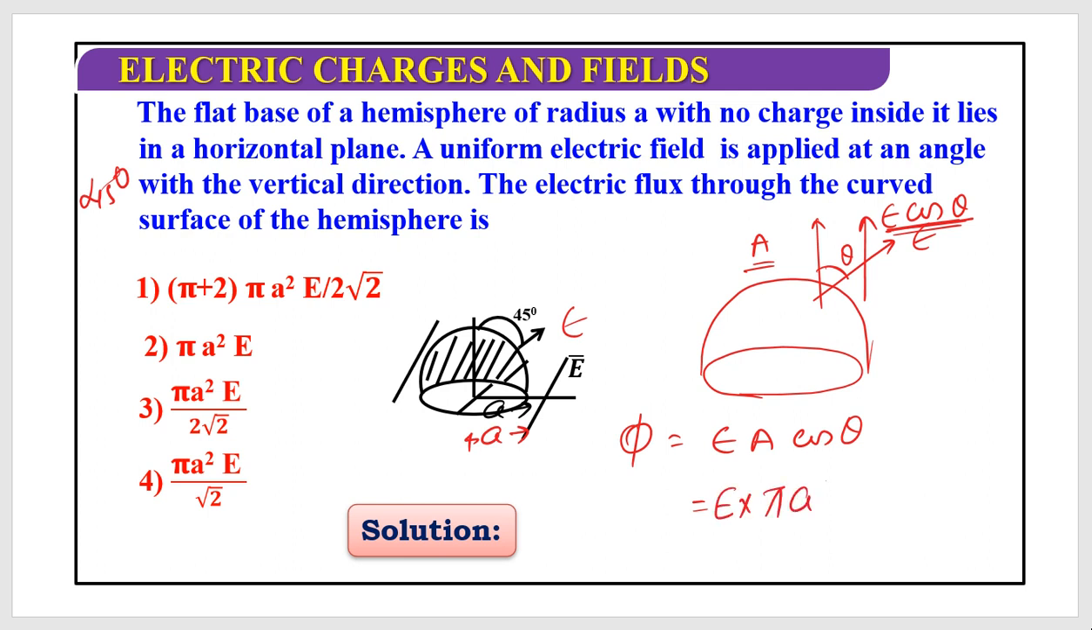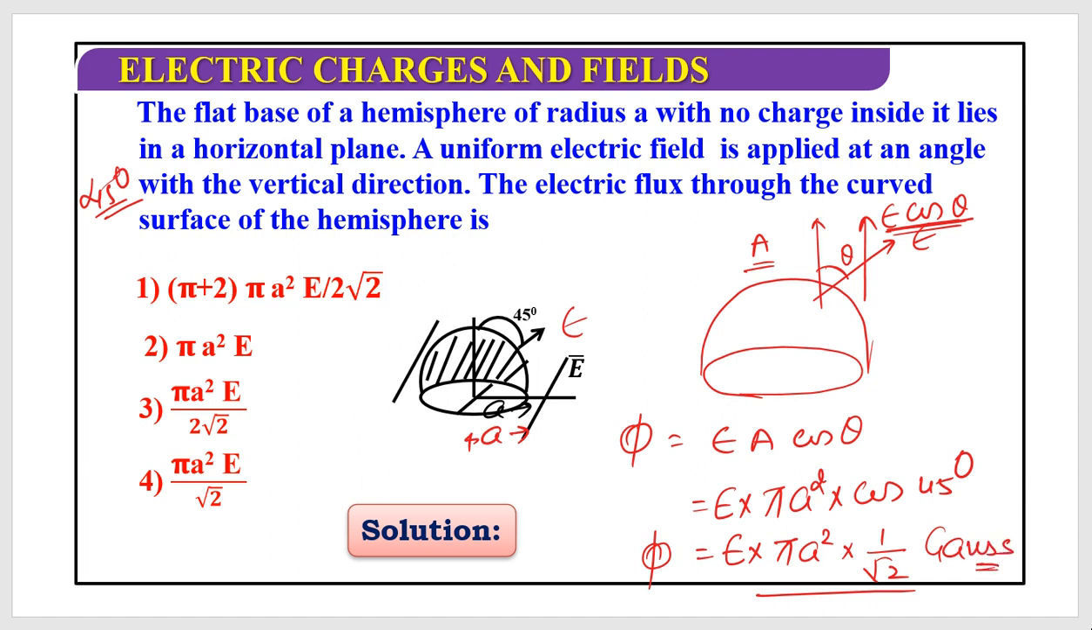The area is pi a square, multiplied by cos theta. That angle is 45 degrees, so cos 45, and this becomes E multiplied by pi a square multiplied by 1 by root 2. So this is the flux. Is it clear?